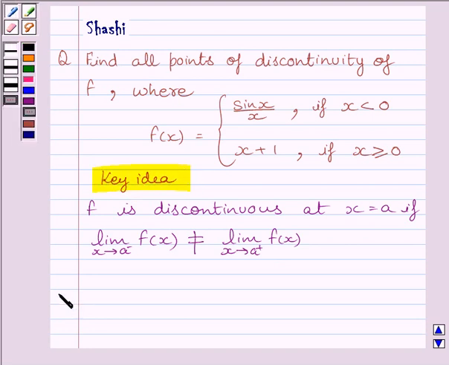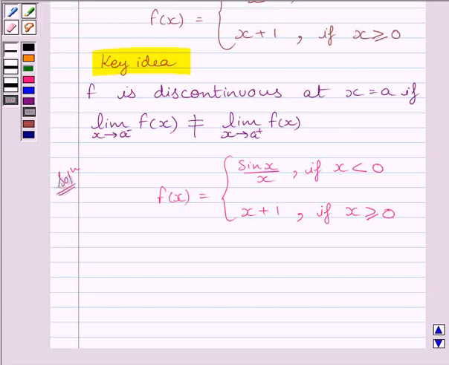Now let us start the solution. We are given function f given by f(x) equal to sin x upon x if x is less than 0 and f(x) is equal to x plus 1 if x is greater than or equal to 0. Now clearly we can see given function is defined at every real number.